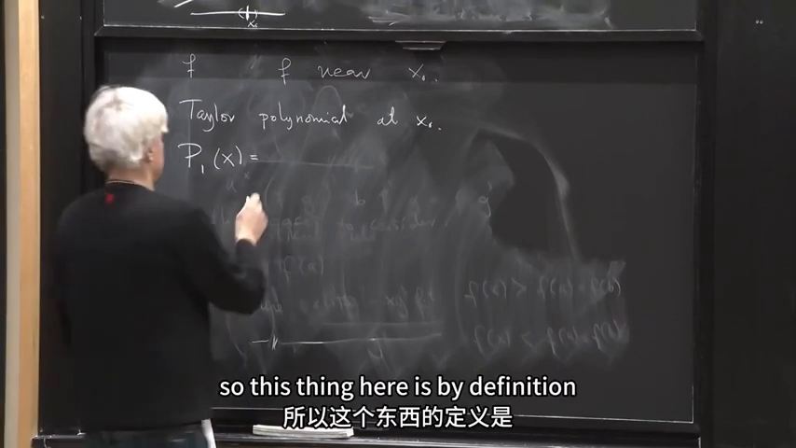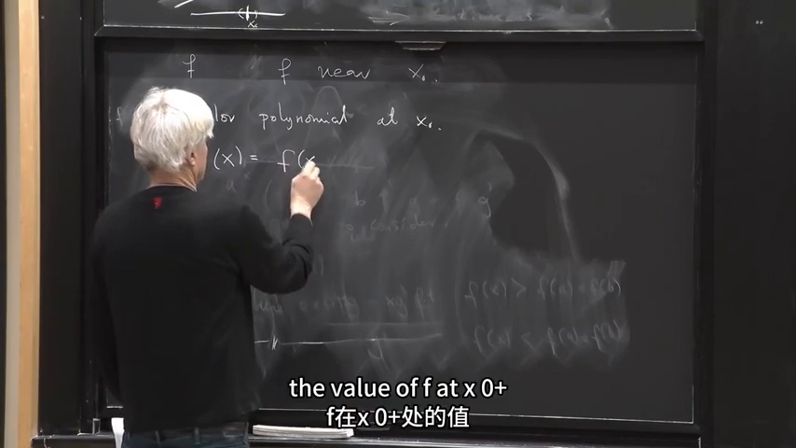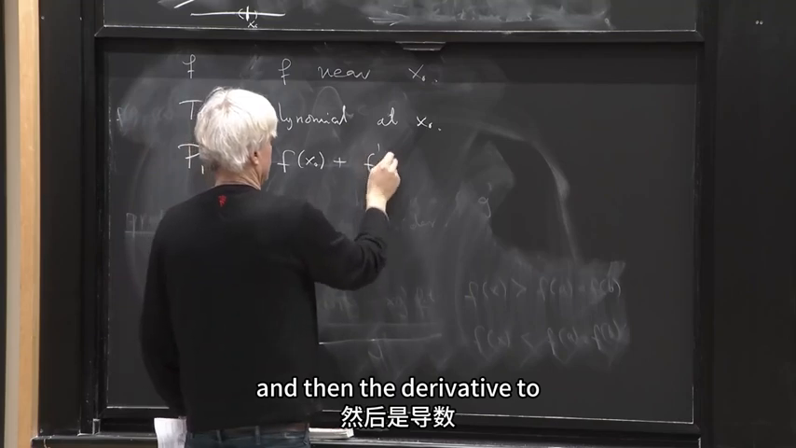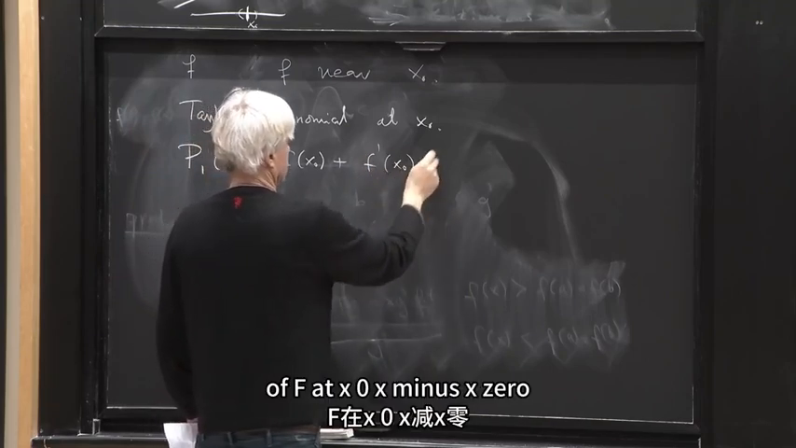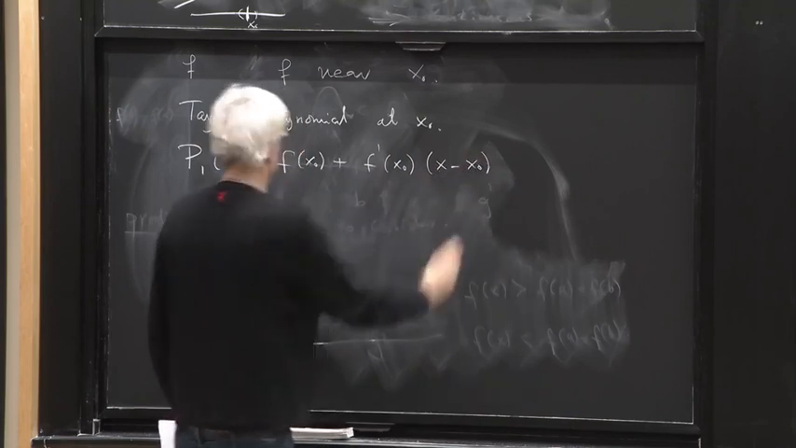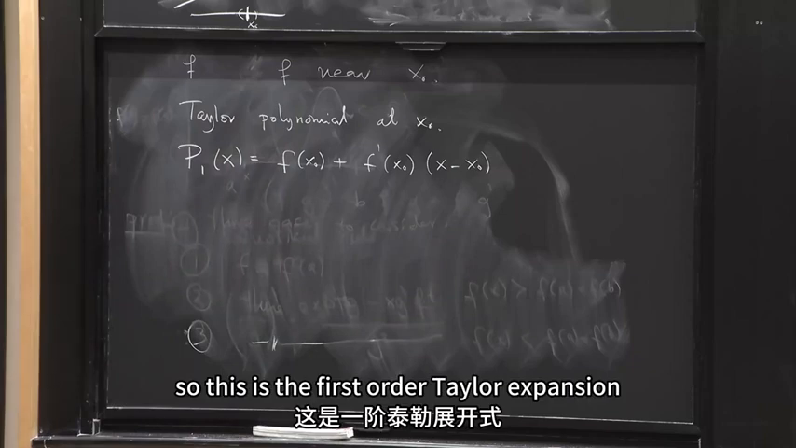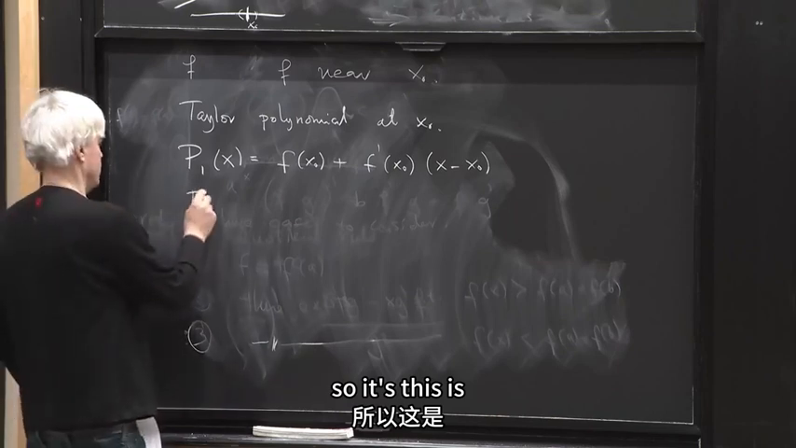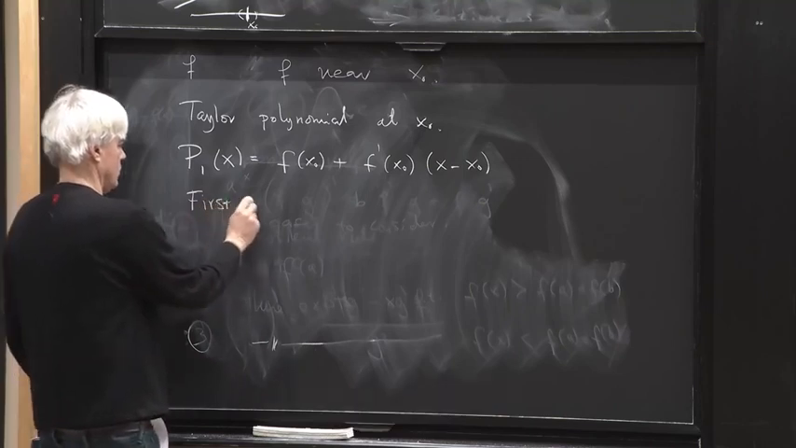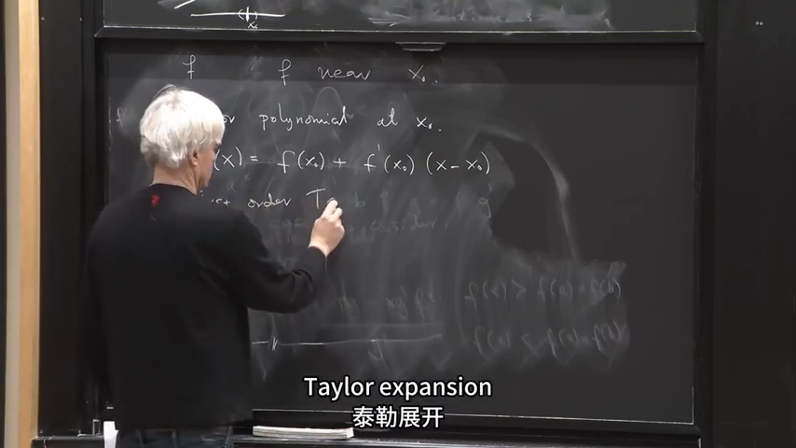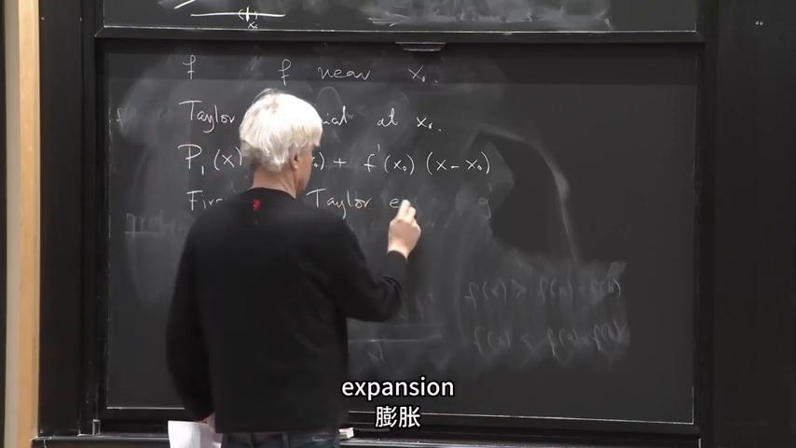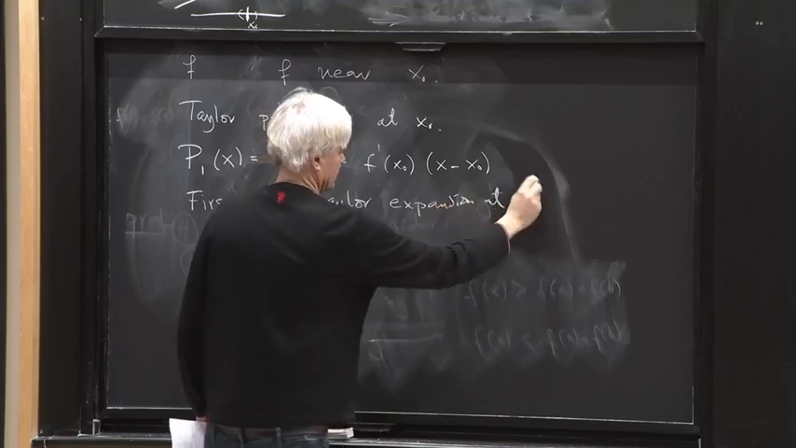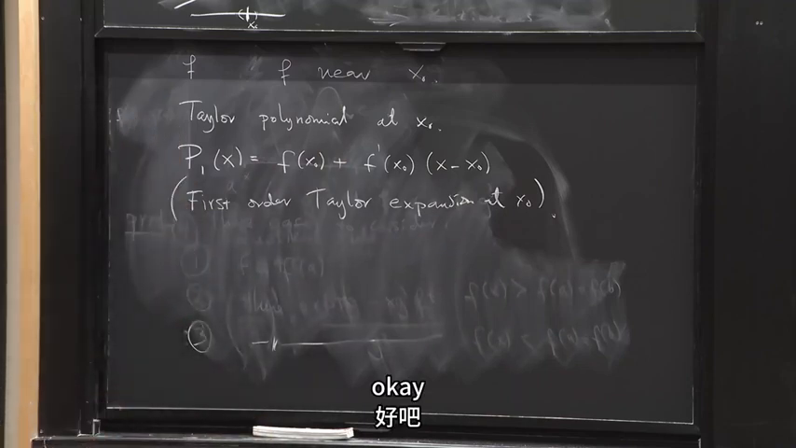So this thing here is, by definition, the value of f at x0 plus the derivative of f at x0 times x minus x0. This here is often called the first order Taylor expansion at x0.